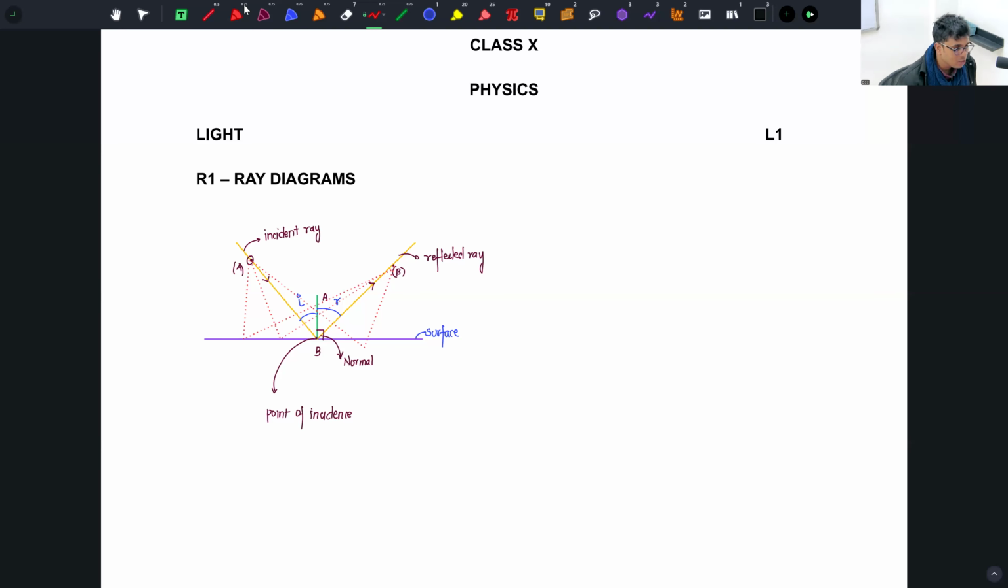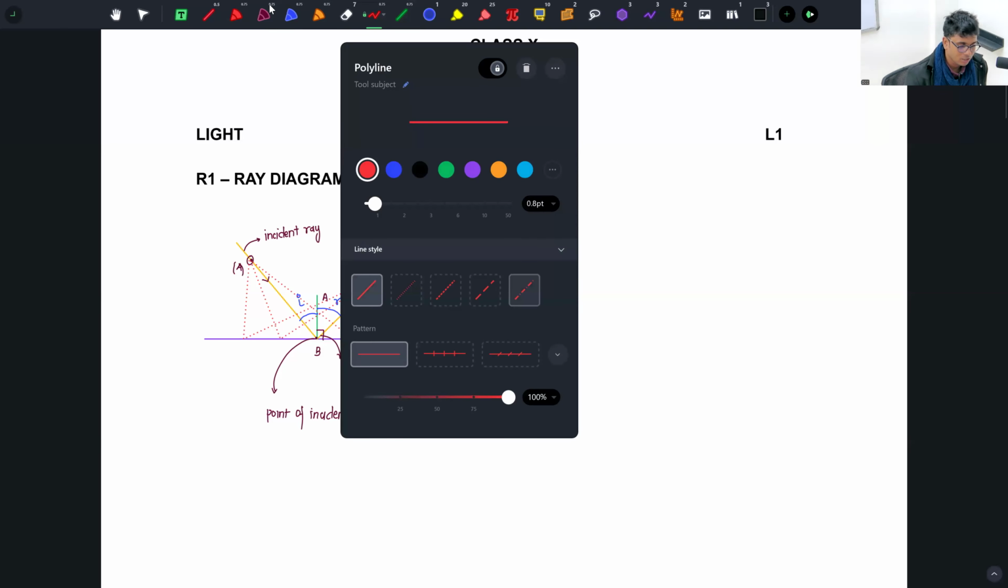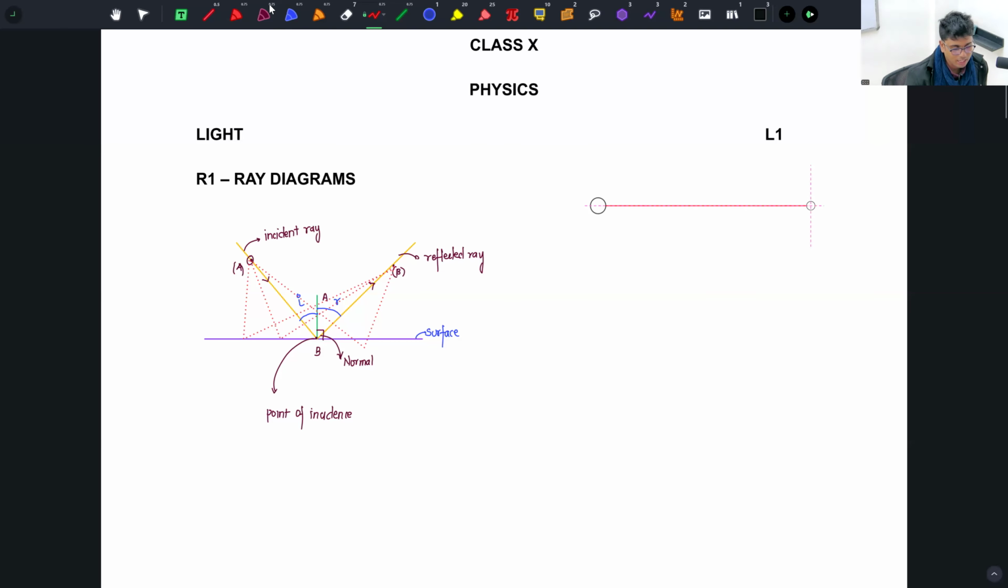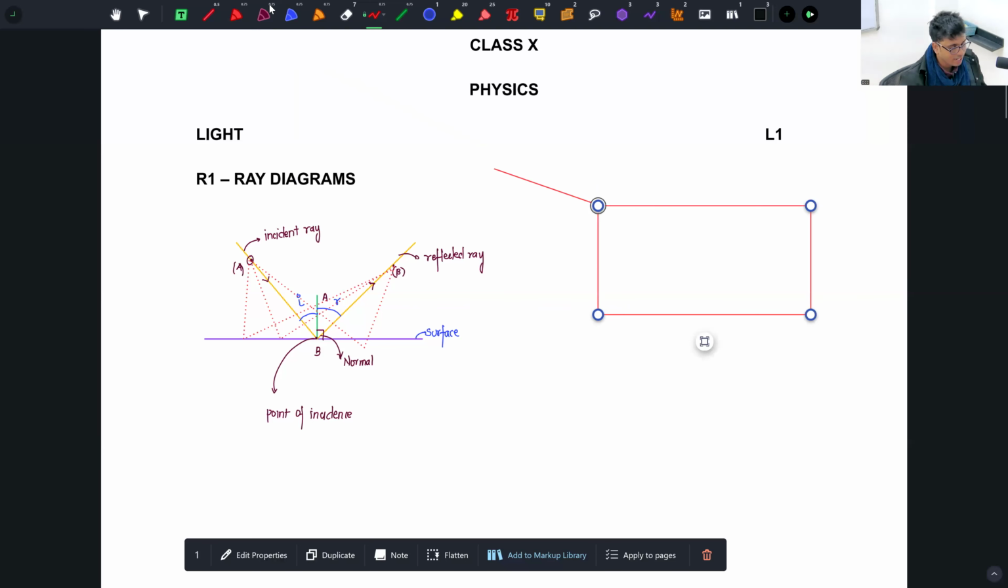Now the question arises, what about two different media? If light always follows the minimum possible time, what about this particular diagram? Again, I will not explain the mathematics around it because you have not studied it yet. So let's say we have two media, and you have studied refraction of light, right?